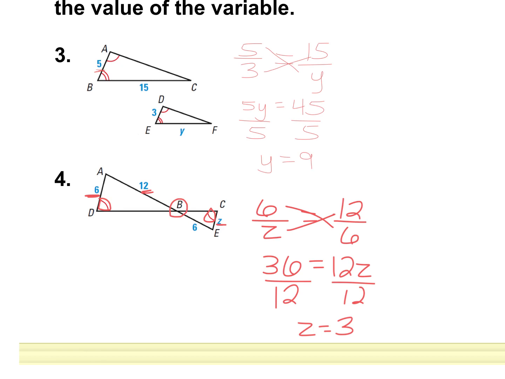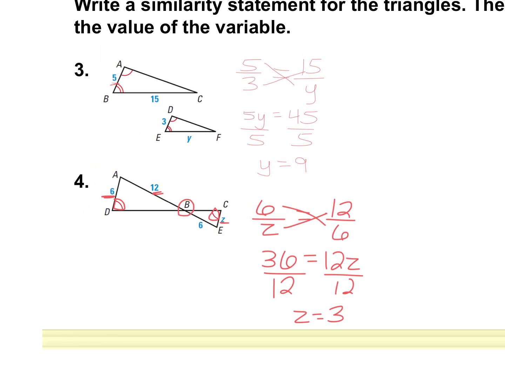Okay? Any questions over similarity? We just added another property. How many questions are in that? All right.